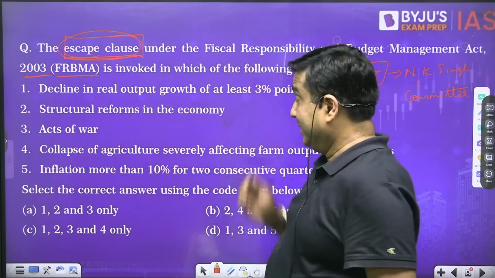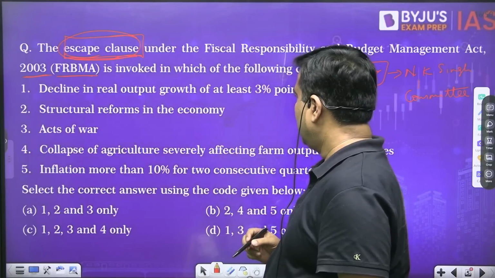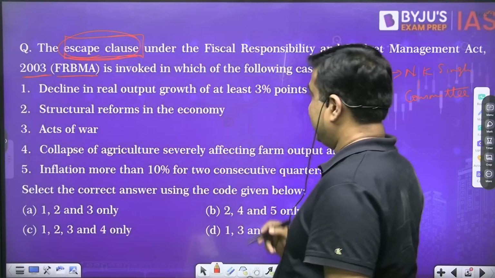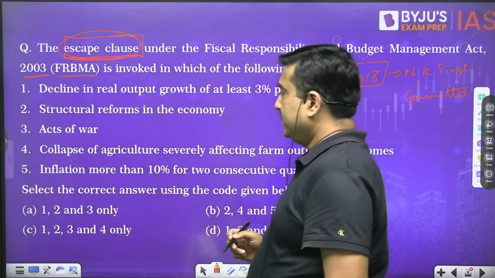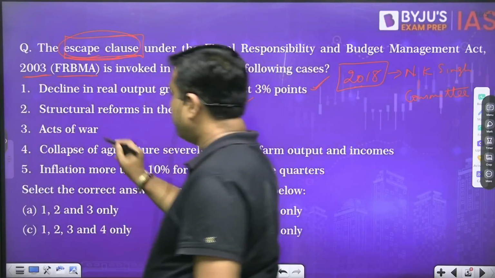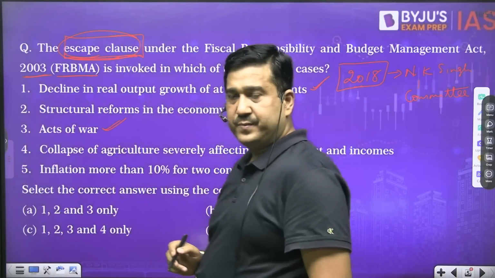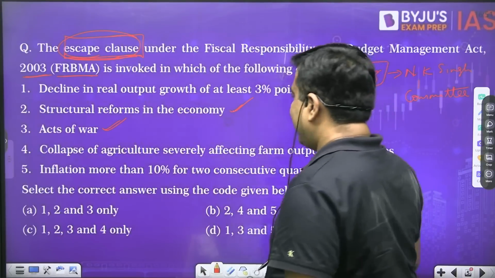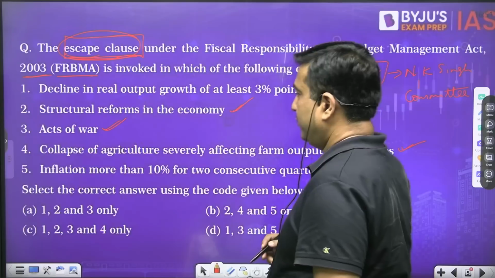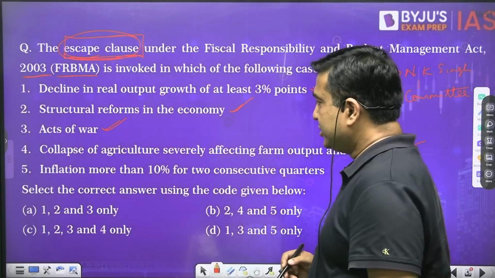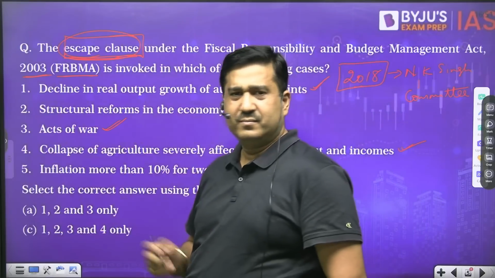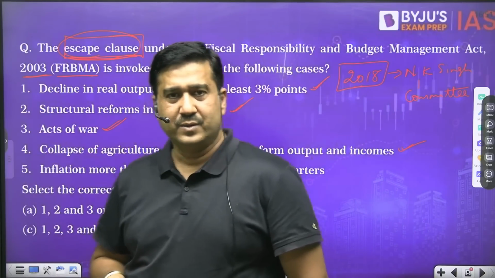Statement 1. Decline in real output growth of at least 3 percentage points. Absolutely correct statement. Second, structural reforms in the economy. Correct statement. Third, acts of war. Correct statement. And last, collapse of agriculture severely affecting farm output and incomes. Correct. Fourth statement, correct. Fifth, inflation more than 10% for 2 consecutive quarters. There is no such provision. That means the fifth point is incorrect.